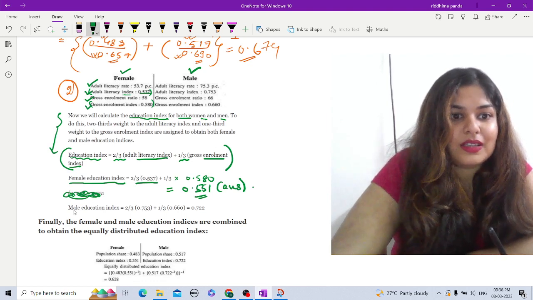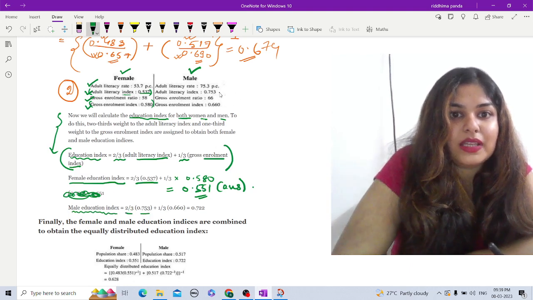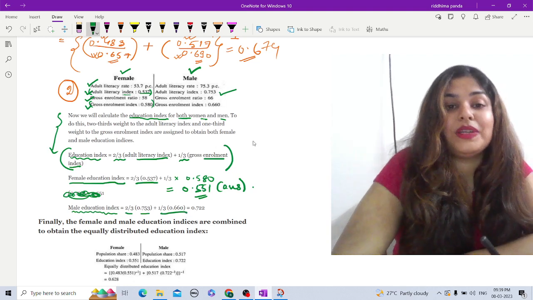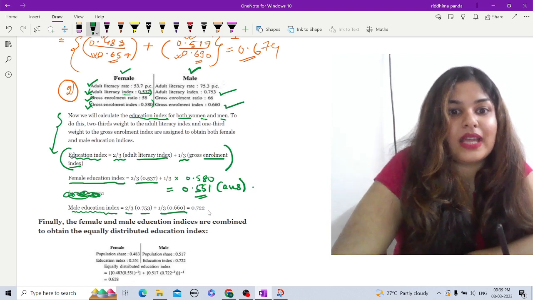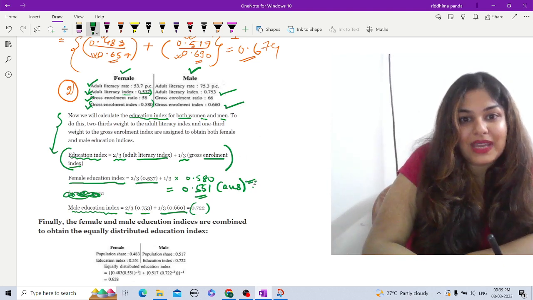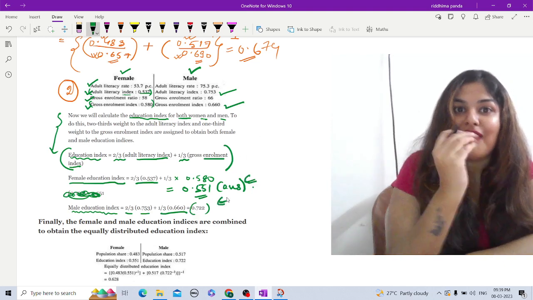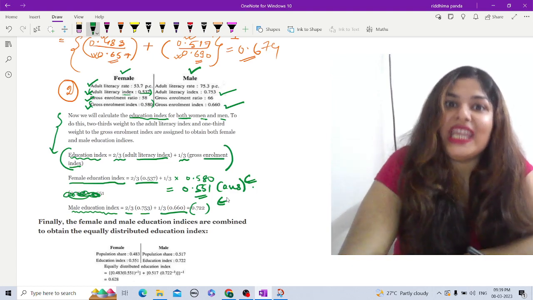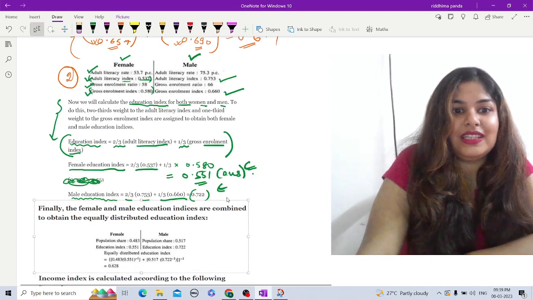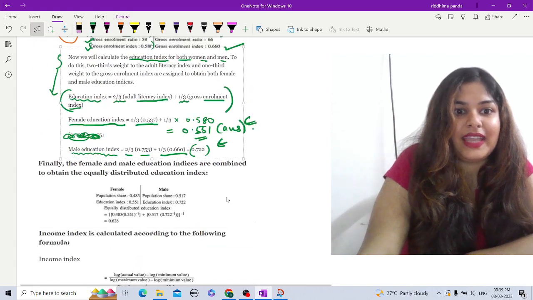This is female. Now again for male, 2/3 of the adult literacy rate for male, which is 0.753, plus 1/3 of the gross enrollment ratio of male, which is 0.660. And so the answer is this. Now, this is for female, this is for male. So we have to now calculate the equally distributed index for education.